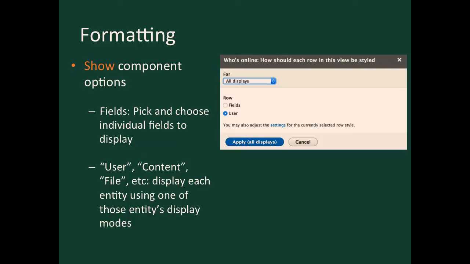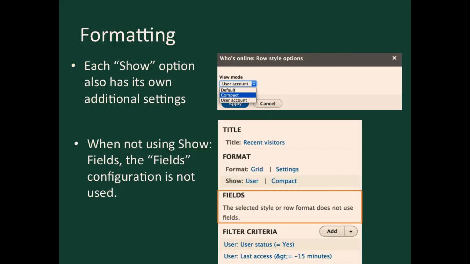The other option is listed here as user, but that's related to the base being the user. If we were looking at a view that had content as a base or file as a base, then you would see not user, but content and file. This row setting is for displaying the item as a rendered entity using one of those entities' display modes. So displaying content as a teaser or displaying a user as a compact entity. I can show you an example of what that looks like.